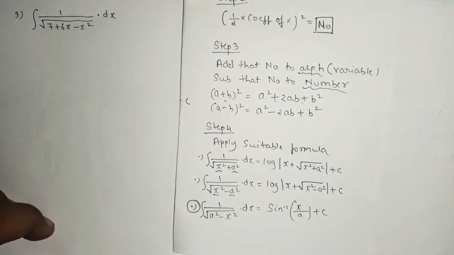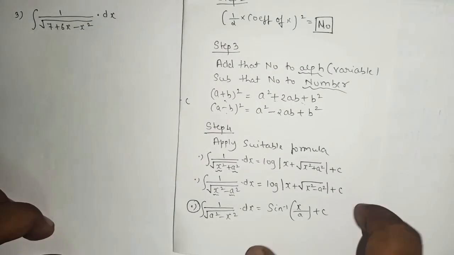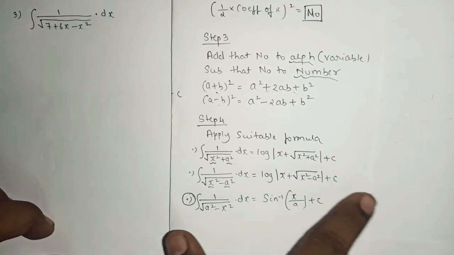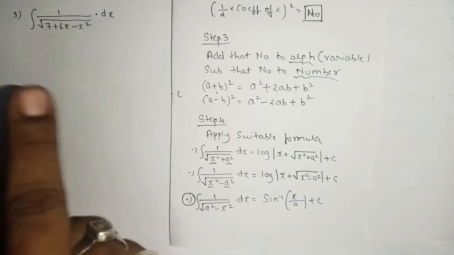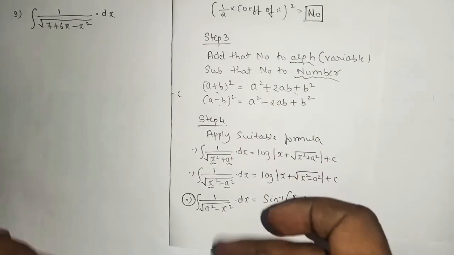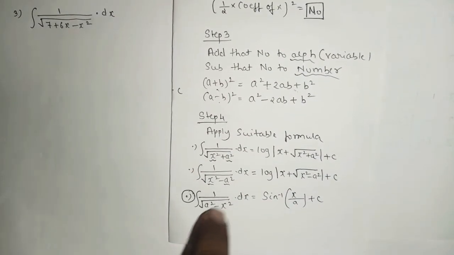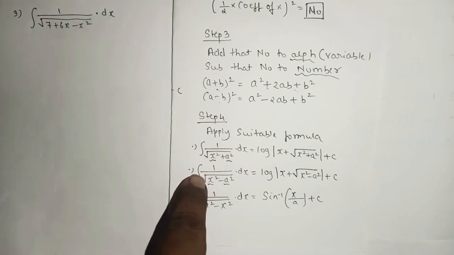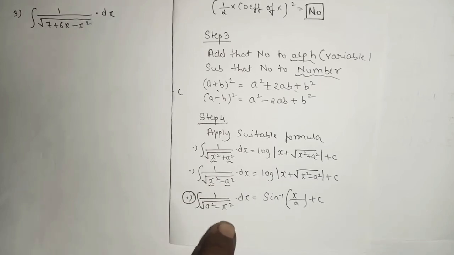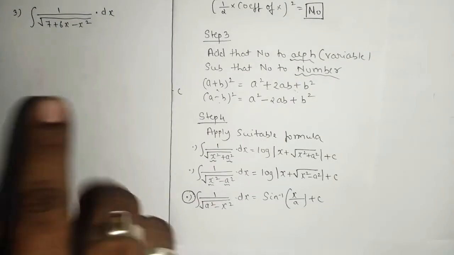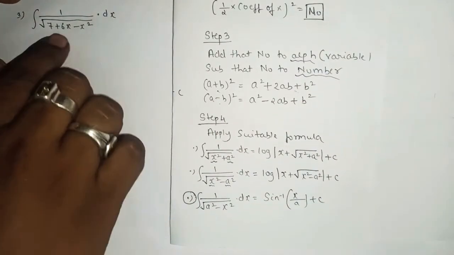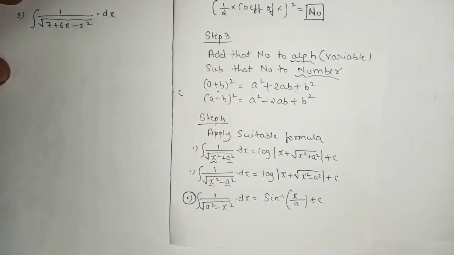As I told, whenever the symbol of x square is negative, you have to apply the third formula always. If the question already says that the symbol of x square is negative, there is no need of thinking much more. Out of these three formulas, always the third formula will come. The first and second formulas are for when the symbol of x square is positive, and the third formula whenever the symbol of x square is negative. So here we come to the conclusion that for this sum we have to apply the third formula.